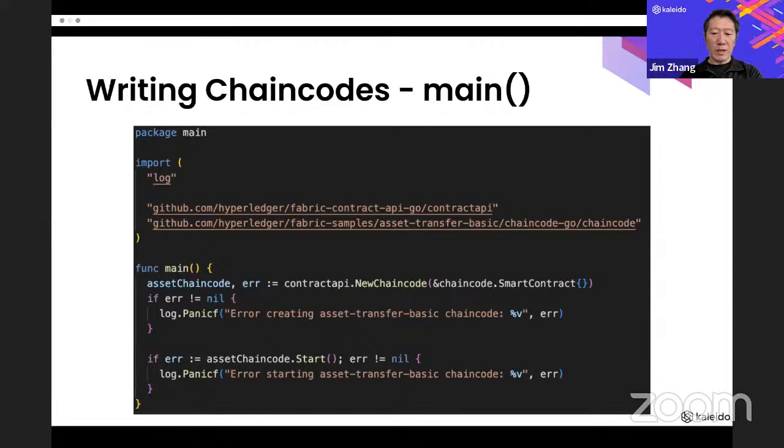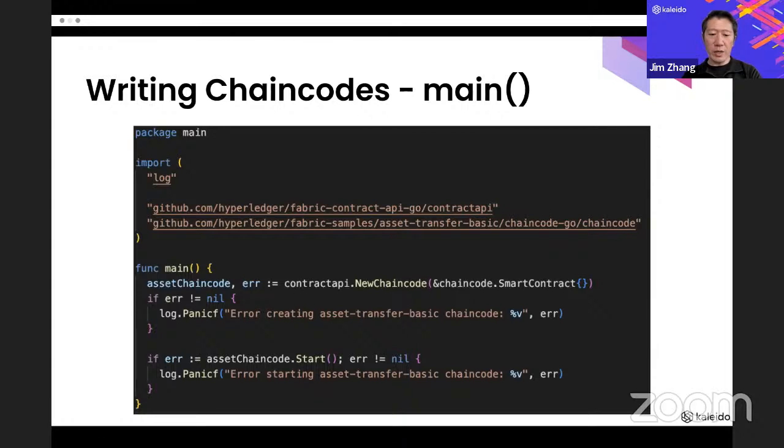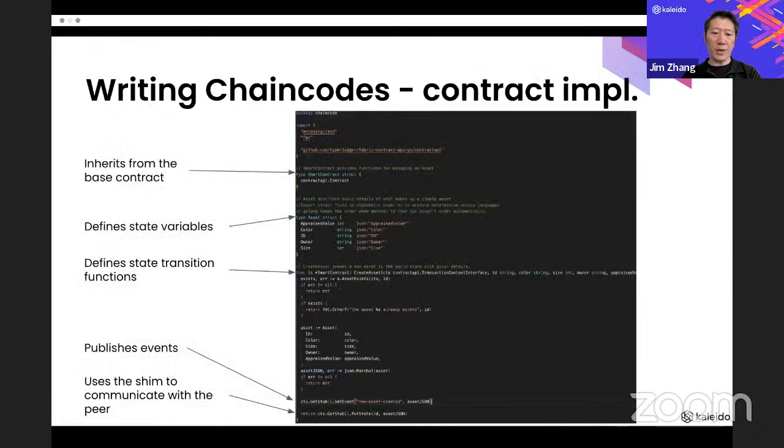I'm using Golang for this session, but as I mentioned, you can write the chaincode in two other languages, Node.js and Java. That was the entry point to kick off the chaincode, and this is the internal chaincode library. It inherits from the base contract. As I mentioned earlier, there's a shim layer that understands the interface between the chaincode process and the peer process, and that's what this base contract is doing.